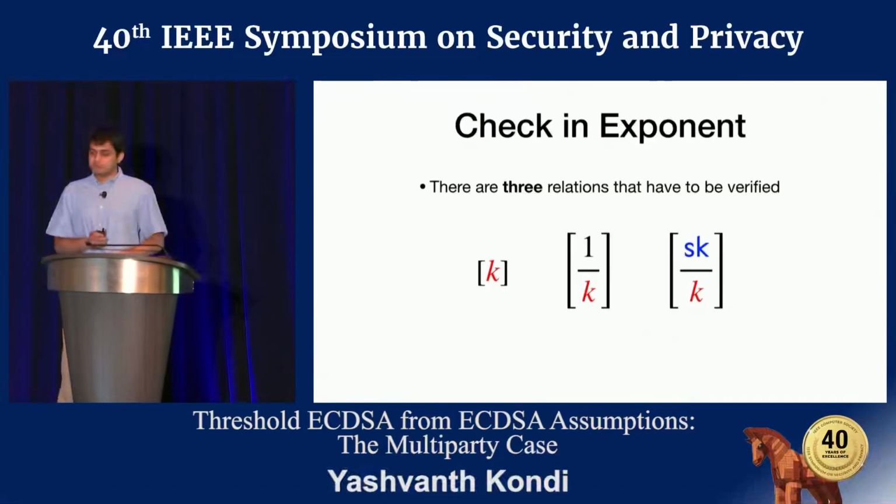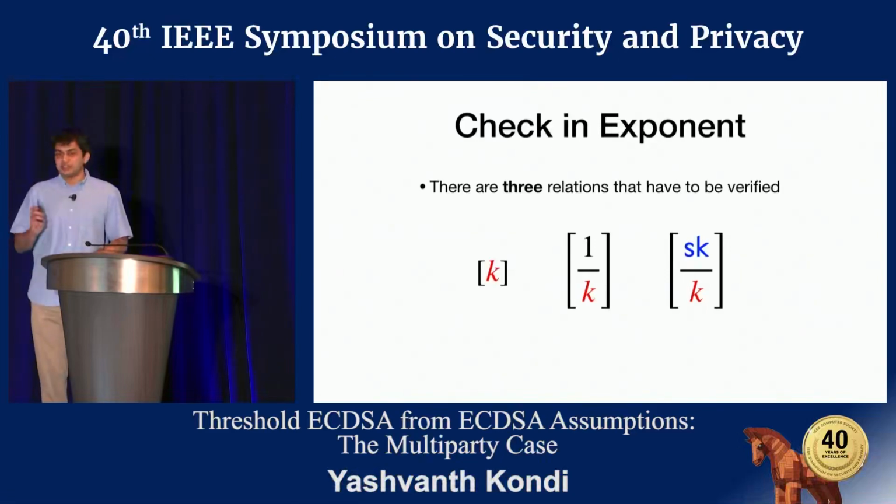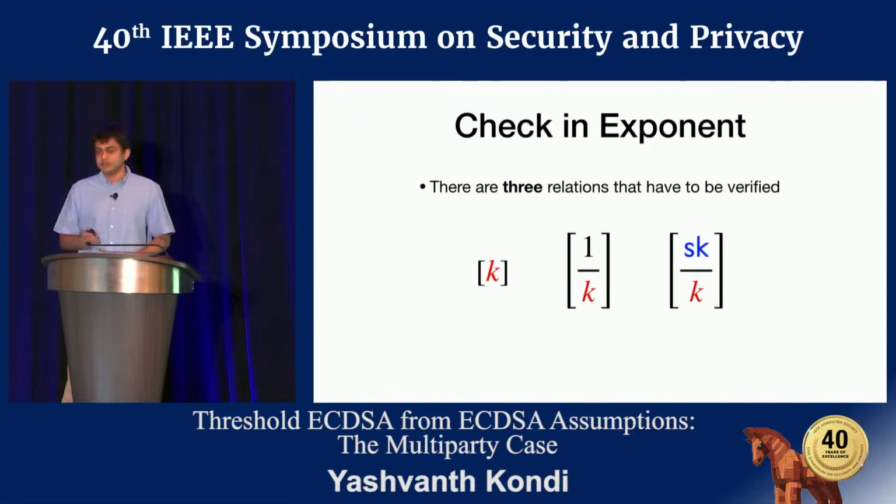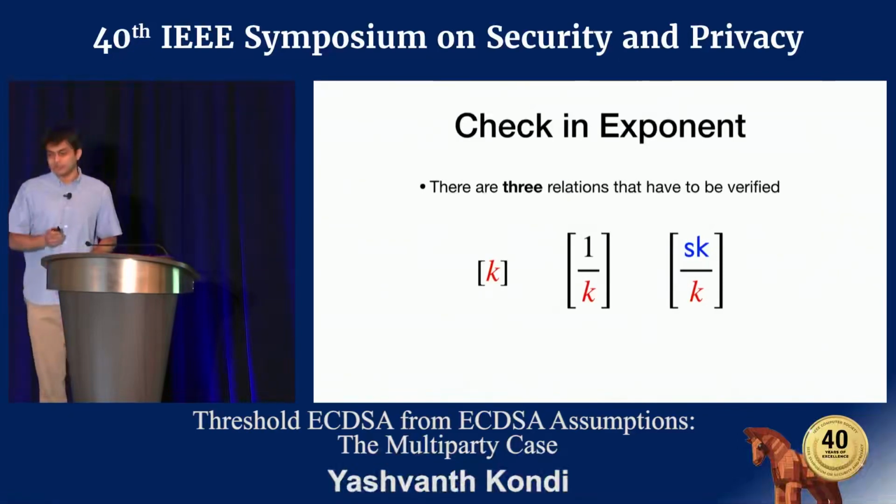Right, so at a high level, there are three relations that need to be verified. That's candidate shares of the instance key, its inverse, and its inverse multiplied by the secret key.